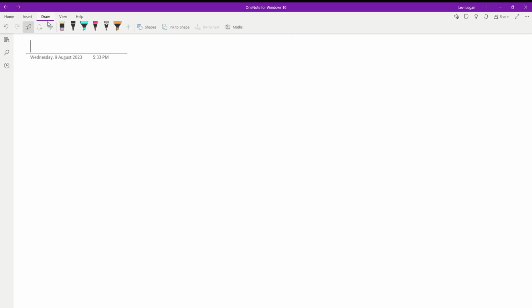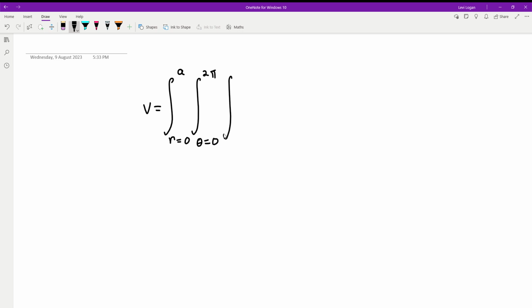Hey guys, in this video we're going to be solving a triple integral. Specifically, we're going to be solving this volume integral: the integral with the radius from 0 to some arbitrary value that we're just going to call a in this case, the integral from theta equals 0 to 2 pi, and the integral from phi equals 0 up to pi of this particular function here.